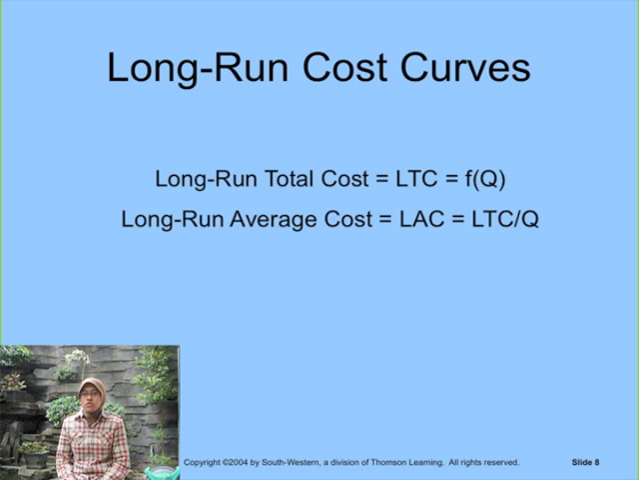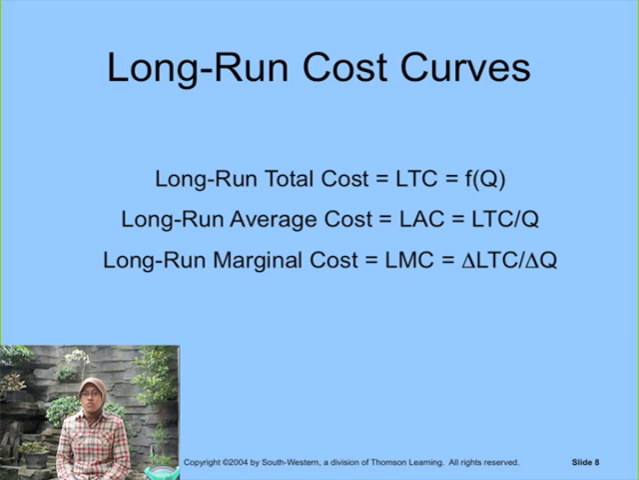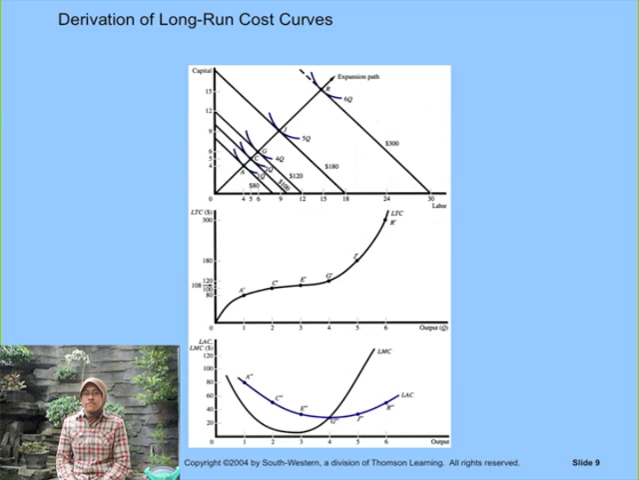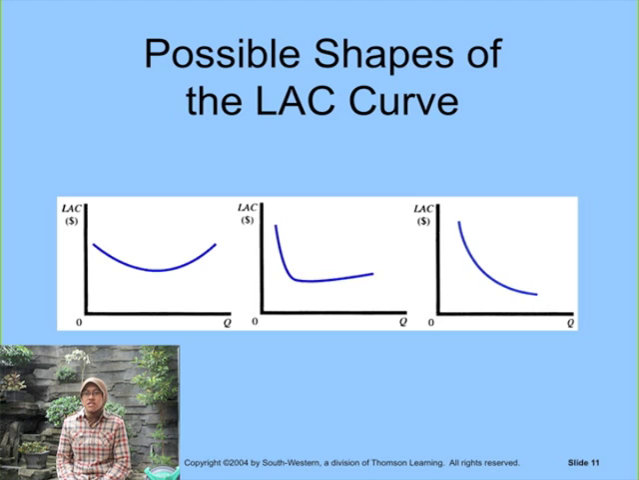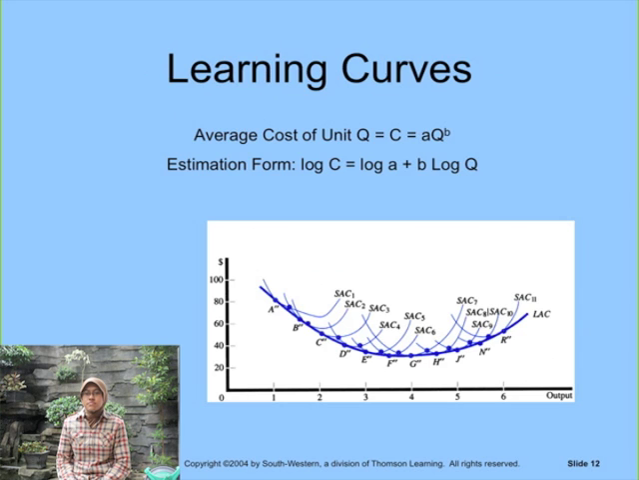Long-run average cost equals long-run total cost divided by output. And we can also derive the long-run marginal cost that equals change in long-run total cost per unit change in output. This is the derivation of long-run cost curves. And this graphic shows the relationship between long-run and short-run average cost curves. These are the possible shapes of the LAC curves. And this graphic shows economies of scale, where the bigger the output, the lower the average cost.